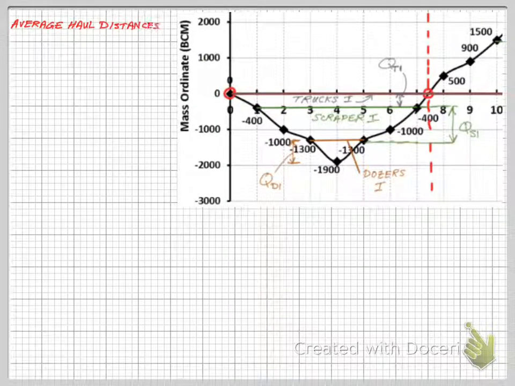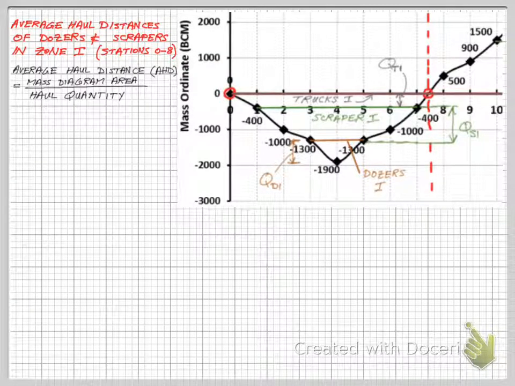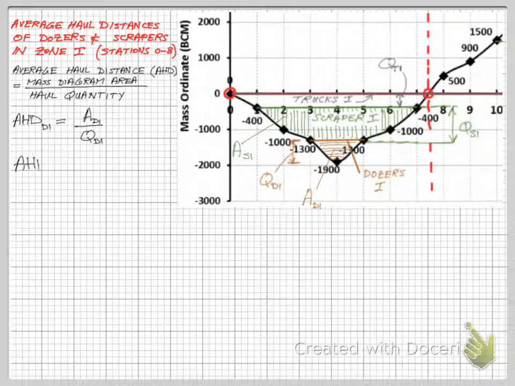Part C requires calculating the haul distances of the dozers and scrapers in zone 1. We know that the average haul distance is calculated by dividing the mass diagram area over the haul quantity. We can visualize the mass diagram area of the scrapers and dozers as AS1 and AD1. So we can apply the formula to calculate the average haul distance, AHD, for the scrapers and dozers in the first zone.